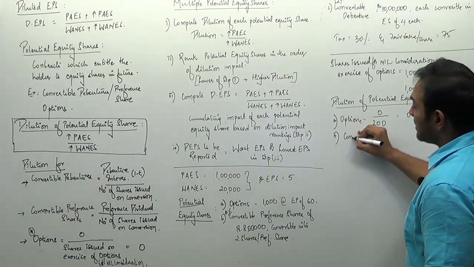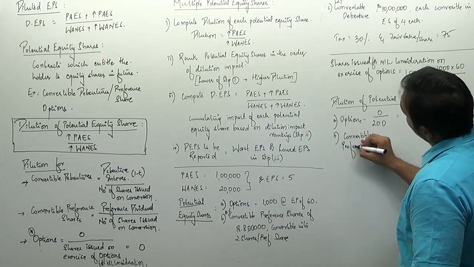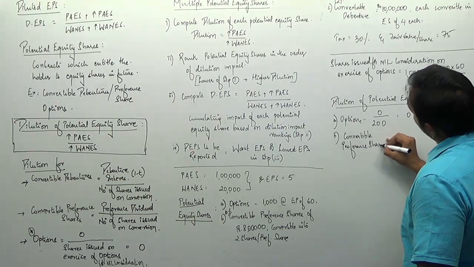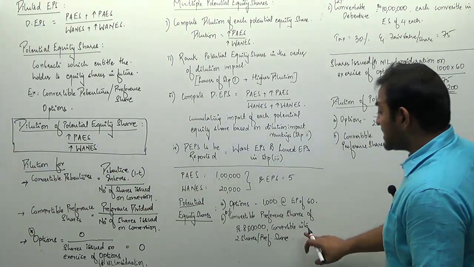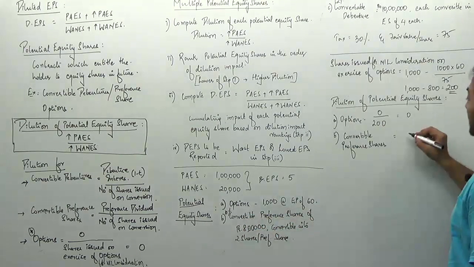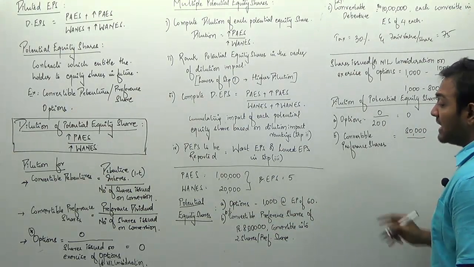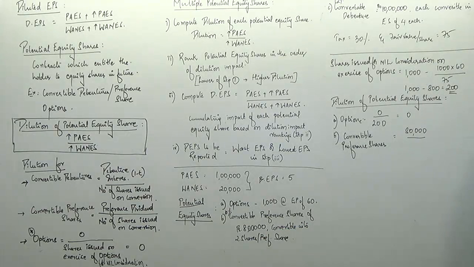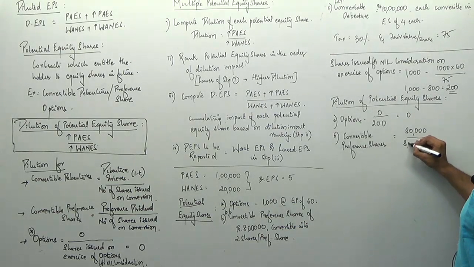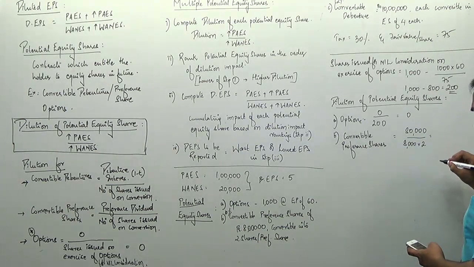Next, convertible preference shares. Increase in PAES by increase in WANES. What is the increase in PAES? It is a 10% preference share of 8 lakhs. Preference dividend is 80,000. Let's say it is a 100 rupee preference share. Each preference share is convertible into 2 equity shares. So 8,000 into 2. This is nothing but 80,000 divided by 16,000.